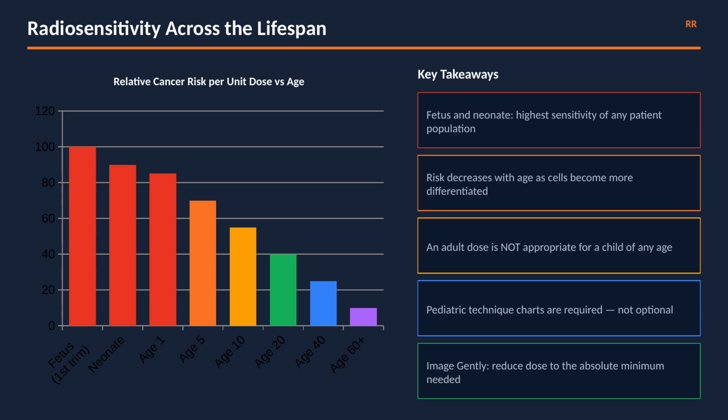The clinical implication: an adult technique applied to a child is not safe at any size-equivalent dose. The risk profile is fundamentally different. A dose that carries low stochastic risk in a 60-year-old carries 3 to 5 times that risk in a 5-year-old, because that child has decades of life ahead for an initiated cell to develop into a malignancy. Pediatric technique charts exist for this reason. Use them. They are not optional.